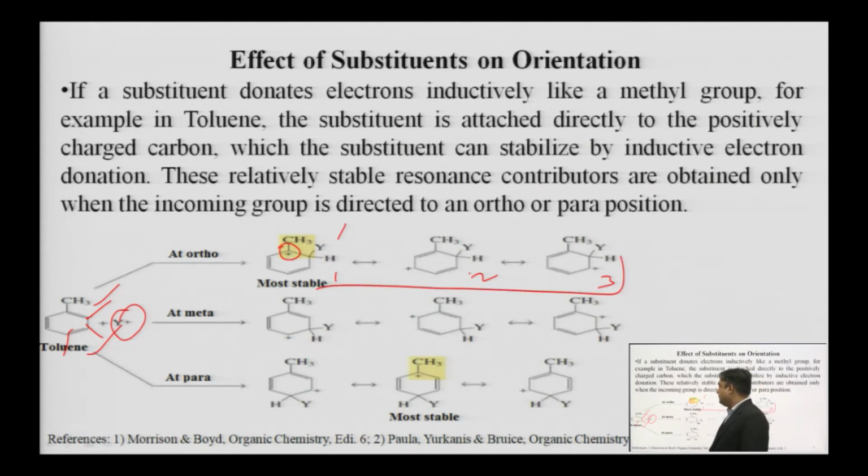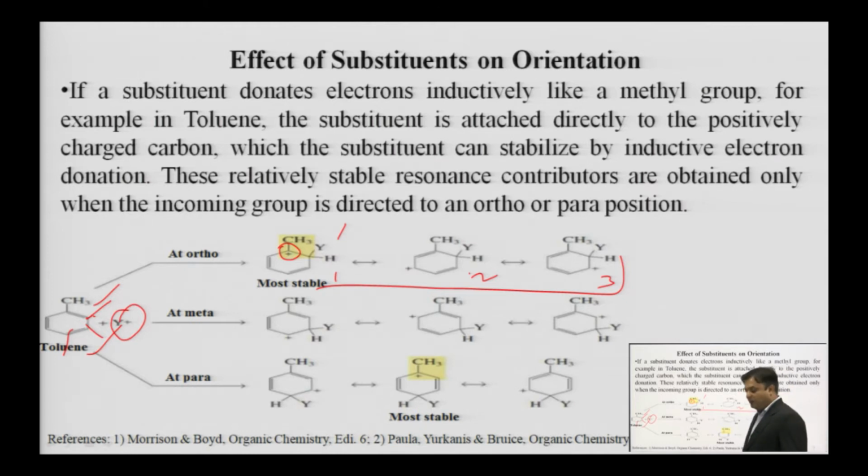In the next step, we will go for meta substitution. This electrophile Y plus will attack on the meta position. We are again getting carbocation intermediates, and on examination we will find that all the resonating structures of the carbocation are secondary carbocations. Then we go for the attack on the para position, and we can see that we are getting 3 resonating structures, 2 of them secondary carbocation and 1 tertiary carbocation.